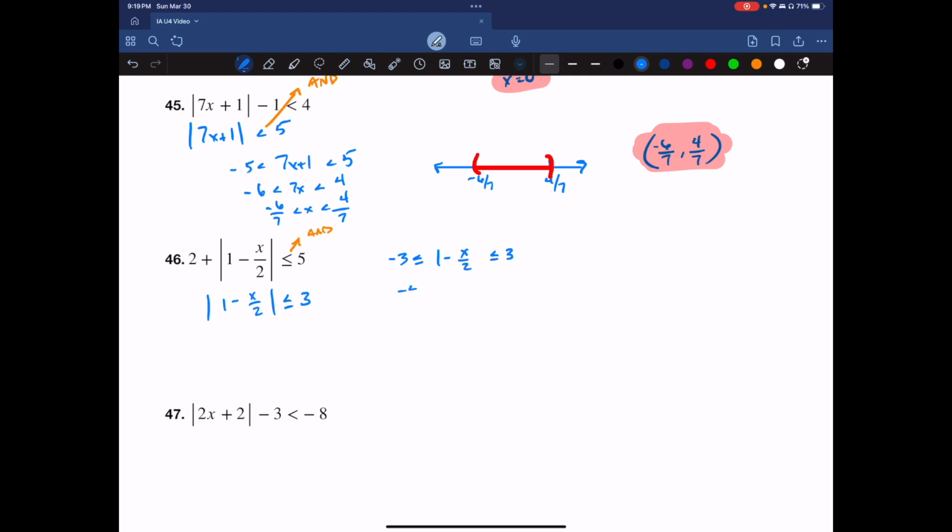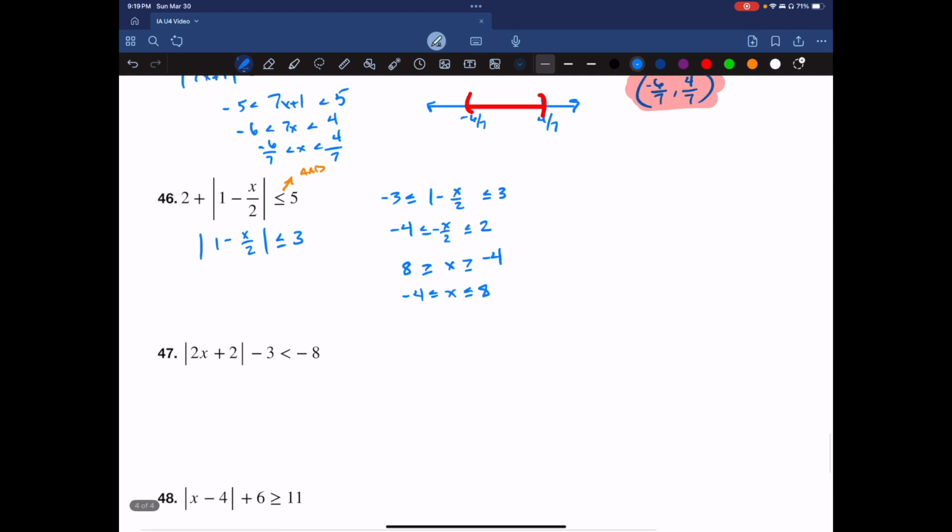We'll subtract 1 from everywhere, so -4 less than or equal to negative x over 2 less than or equal to 2. I'm going to multiply by -2, so it's going to be 8 greater than or equal to x greater than or equal to -4. I'm going to write this in the correct order, so it's going to be -4 less than or equal to x less than or equal to 8. This is going to be -4 comma 8. Again, draw my line. -4, 8. I have brackets on both sides and shading in between.